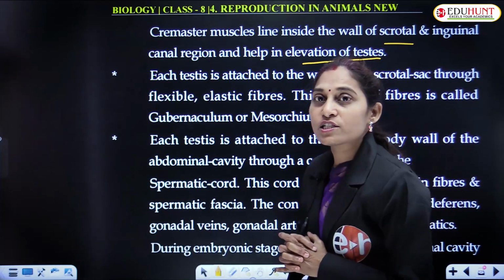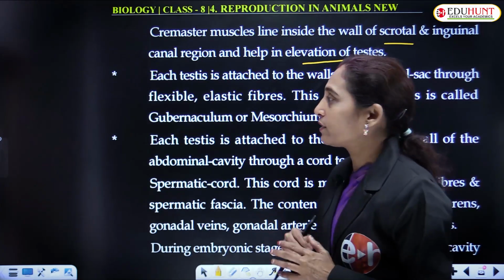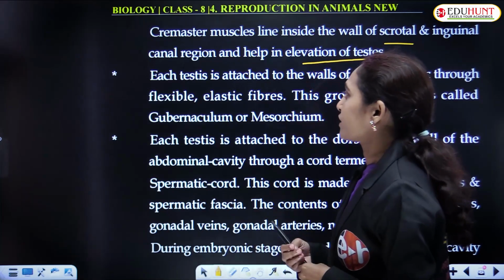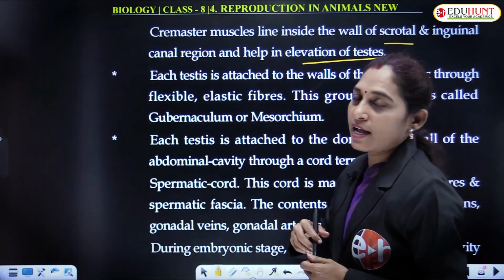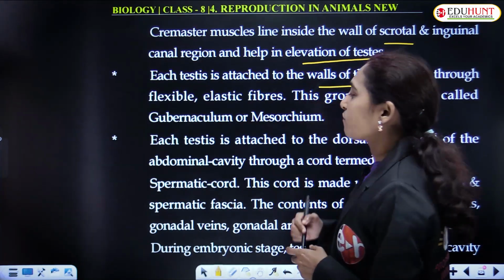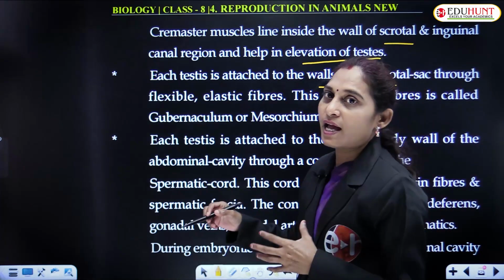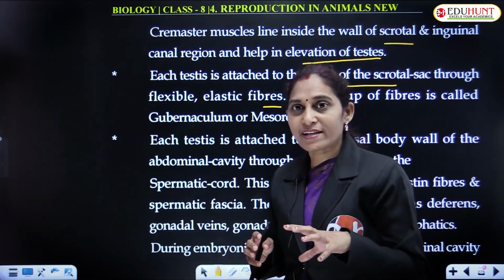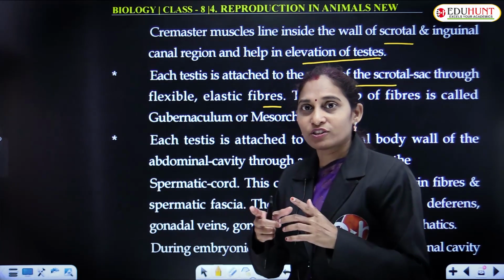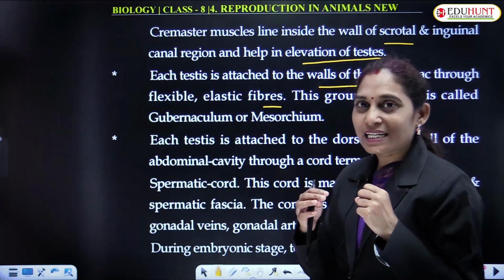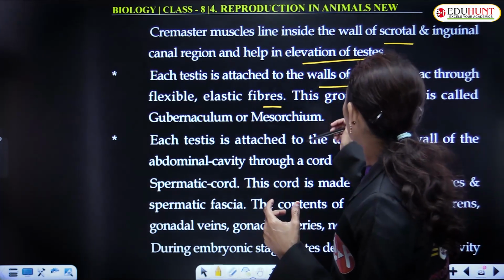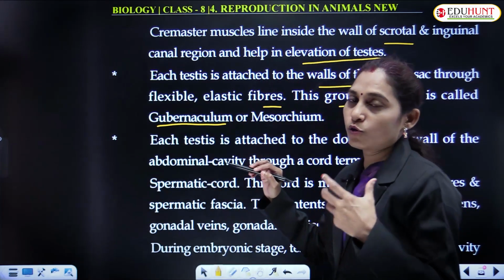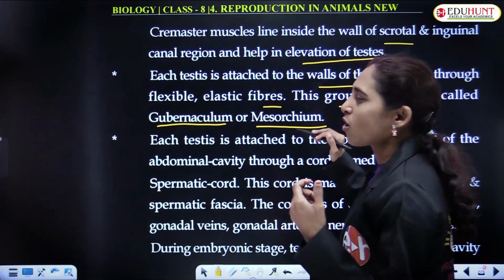All these things will be seen while showing the diagram. I'll show you the enlarged view of the section. Each testis is attached to the walls of the scrotal sac through flexible and elastic fibers. These fibers are very flexible and elastic in nature, that means they can contract and they can relax. This group of fibers is called gubernaculum or mesorchium.